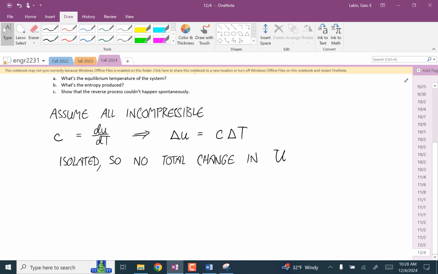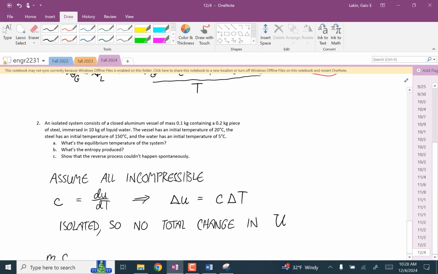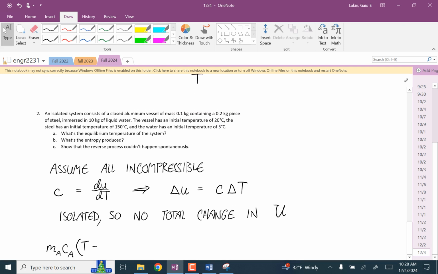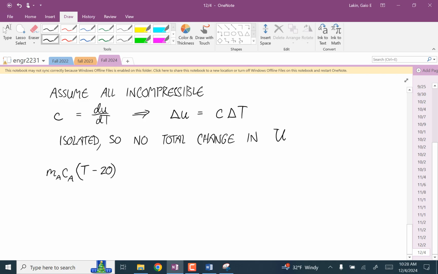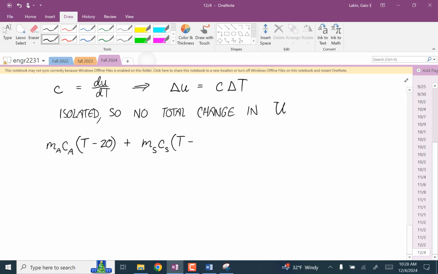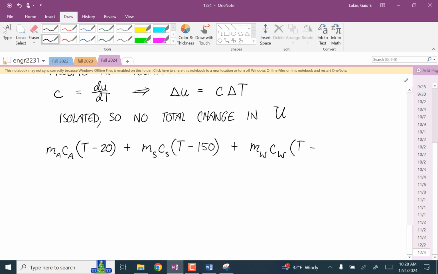Okay, so we can write this as the mass of the aluminum times the specific heat of the aluminum times the change in temperature, which is the final temperature minus the initial temperature of the aluminum. And these are differences, so we can just keep these as Celsius temperatures. Plus the mass of the steel times the specific heat of the steel times the quantity T minus the initial temperature, and the steel is initially hot, 150 degrees Celsius, plus the mass of the water times the specific heat of the water times the quantity T minus, and that starts at 5 degrees Celsius. And all these, since it's isolated, have to add up to be 0.